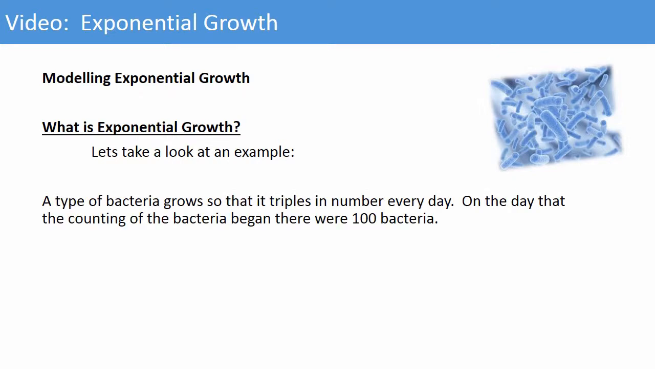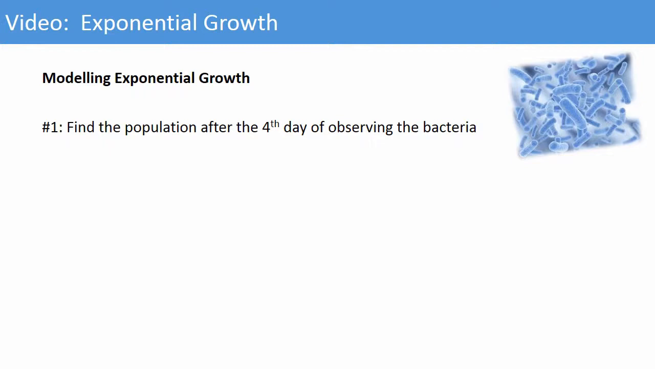Bacteria. A type of bacteria grows so that it triples in number every day. On the day that the counting of the bacteria began, there were 100 already established bacteria. This means that the population of the sample is 100. Now, the question is to find the population after the 4th day of observing the bacteria.